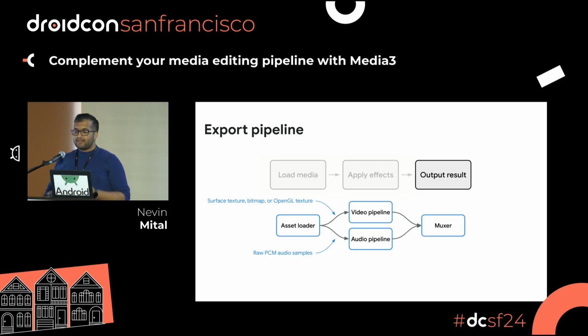The video pipeline expects to receive video decoder output either via a surface texture, bitmap, or OpenGL texture, and passes input frames into the video effects as OpenGL textures. The audio pipeline expects byte buffers that contain PCM audio samples, and these are provided to the audio processors.